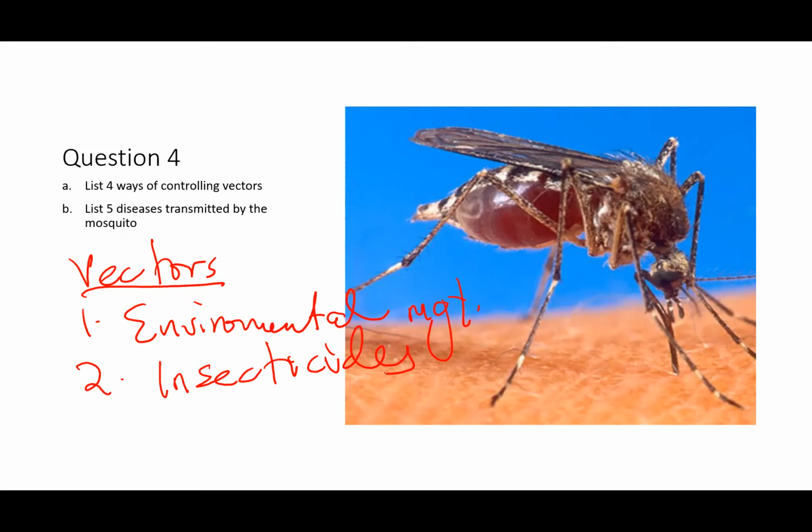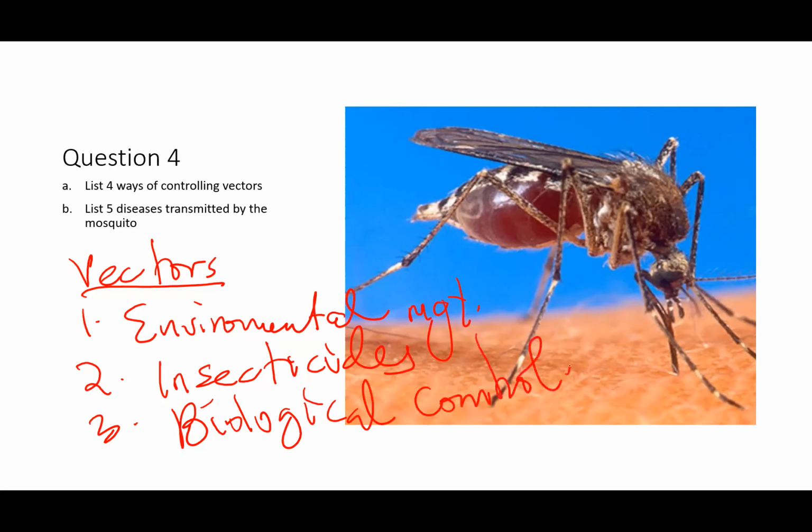We shall talk about the types of insecticides shortly. Then 3, you want to do biological control, where you use other organisms to feed on some stages of their life cycle. Like you use tadpoles in stagnant water to feed on the larvae of mosquito. That is a form of biological control.